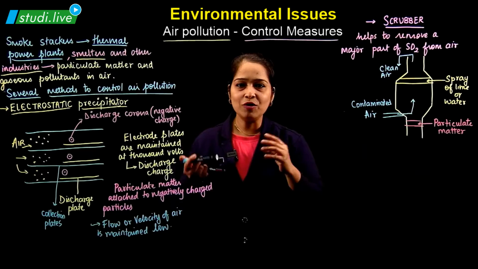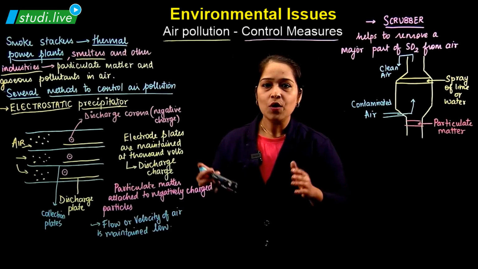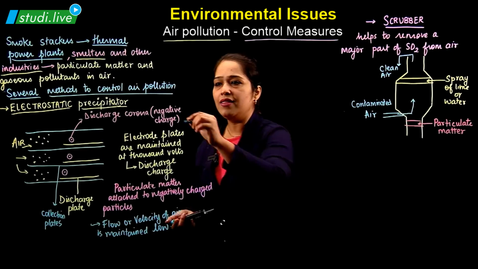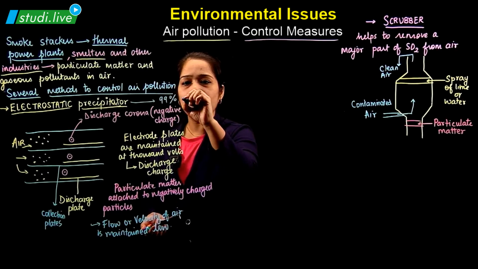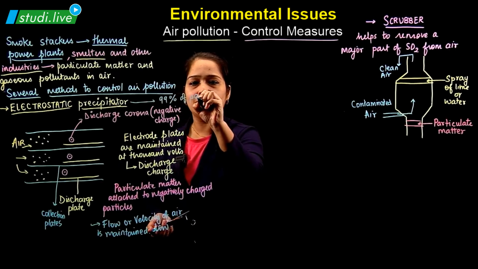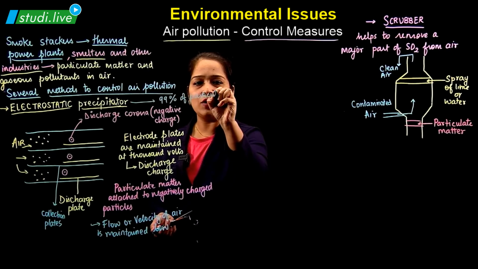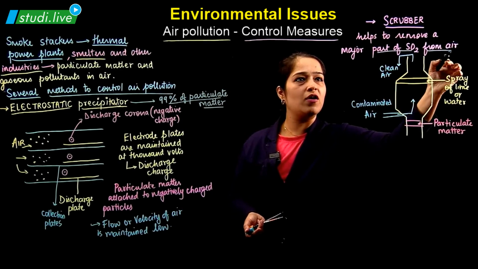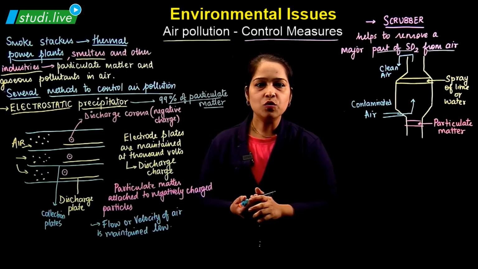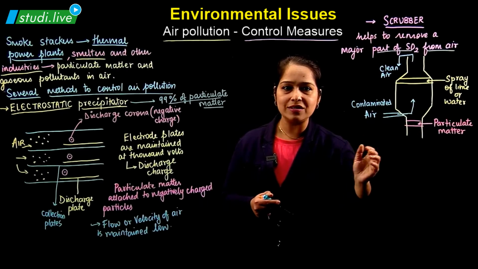So these are the two comparative processes where we could see that in the electrostatic precipitator, we can remove 99% of particulate matter, and in this method, we can see that we have removed a lot of sulfur dioxide from the air. So this was the second method, the scrubber.